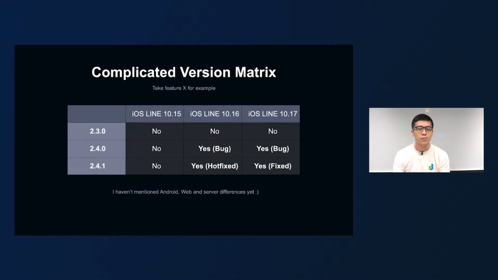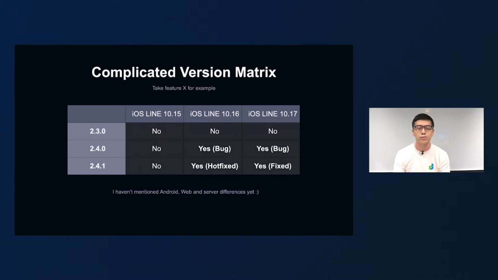Here, for example, we have a feature X, and we provide it in LIFF SDK 2.4.0. But as you can see from the table, there is a bug. If you are using LINE iOS 10.16, you may have some problems when using this API. After that, we provide a new hotfix for it, 2.4.1. But as you can see from the table, if users are using 10.16, basically there is still some bug in there.